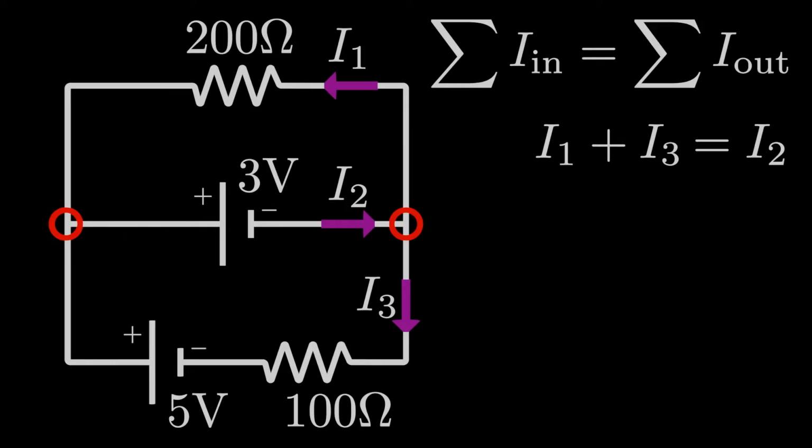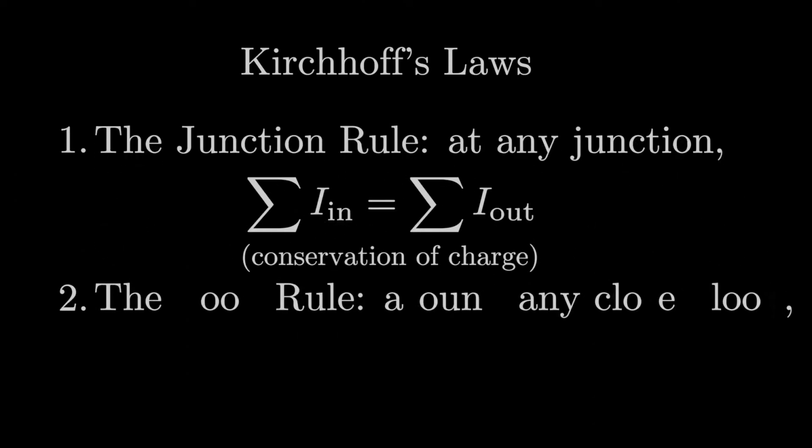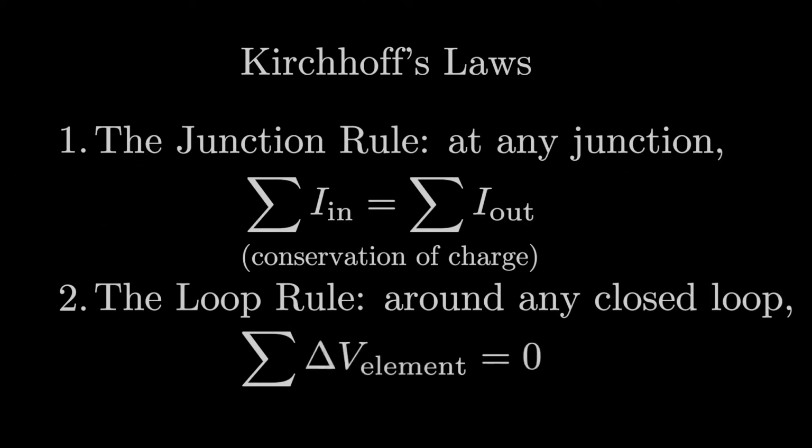Clearly, we can't make much progress with just this equation alone. We have three variables, I1, I2, and I3, and just a single equation. We need two more non-redundant equations in order to actually solve for I1, if that's what we want, and our second law is going to give us those two equations. Kirchhoff's second law states that summing the potential differences of all circuit elements around a closed loop should give us 0.